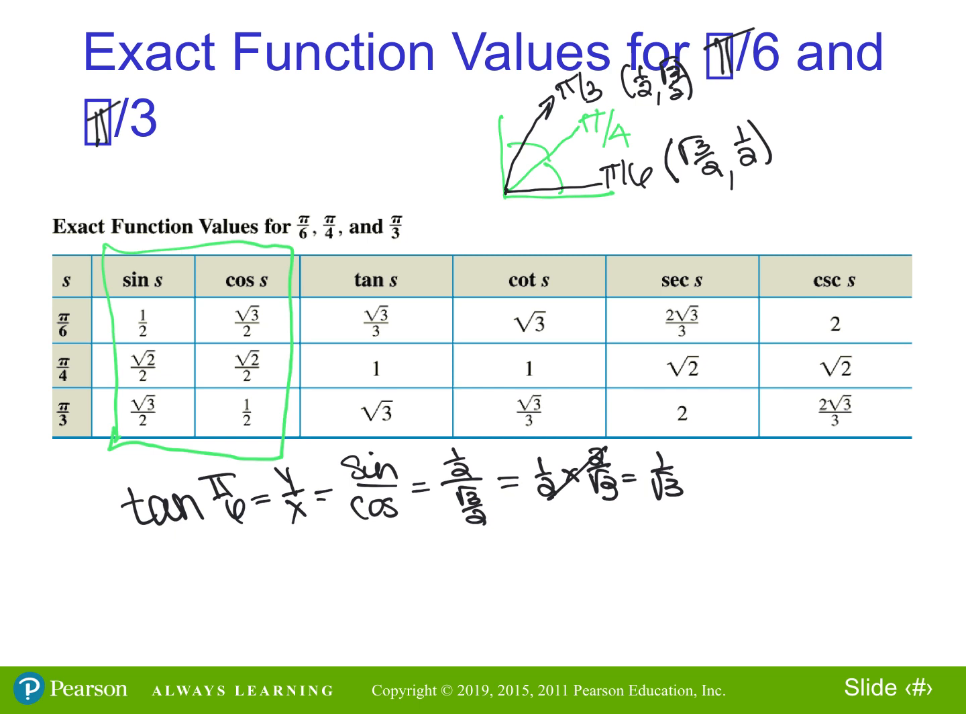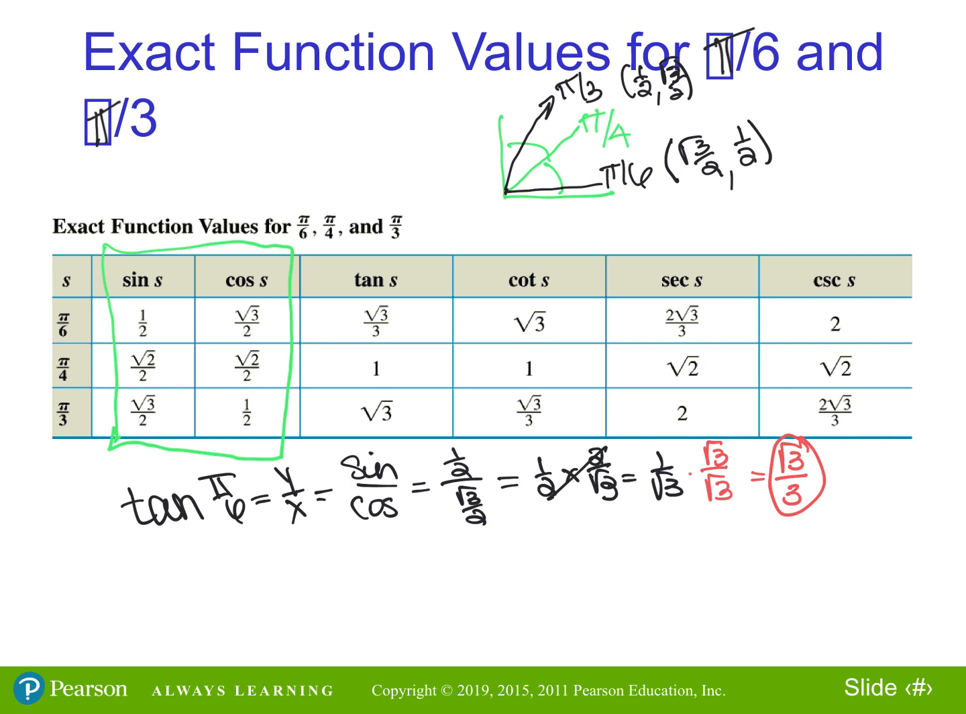And way back when we talked about rationalizing, I can't have a radical in the denominator, so I multiply the numerator and the denominator by that radical, in this case the square root of 3 over the square root of 3. What that gets me is 1 times the square root of 3, which is the square root of 3. And in the denominator, I have the square root of 3 times the square root of 3, which is 3. So the tangent of pi over 6 is really equal to the square root of 3 over 3. Now, with a cotangent, I know the cotangent is really the reciprocal of that.